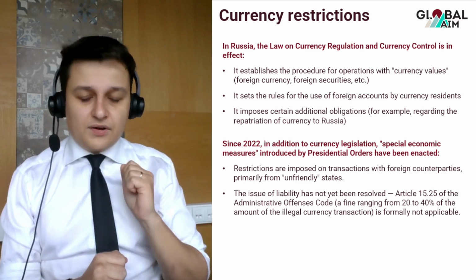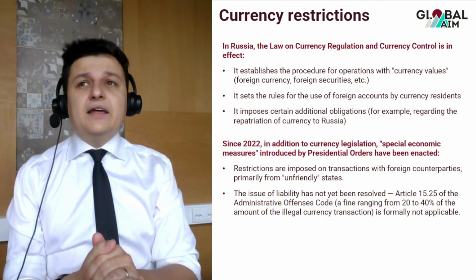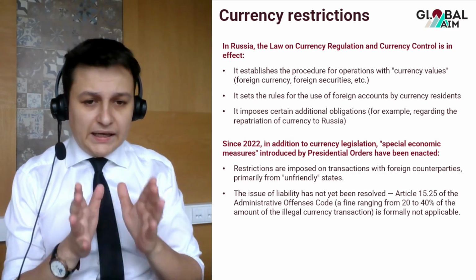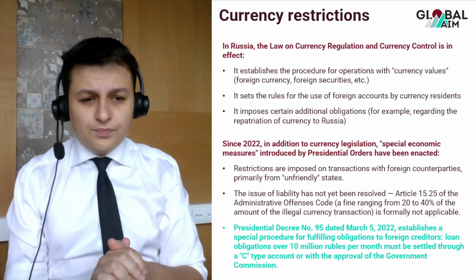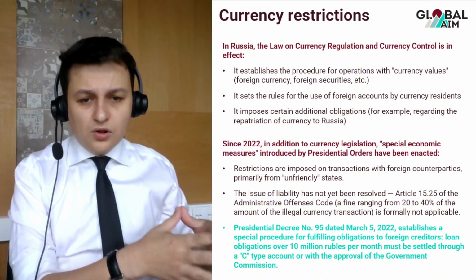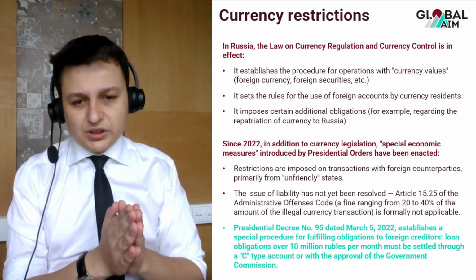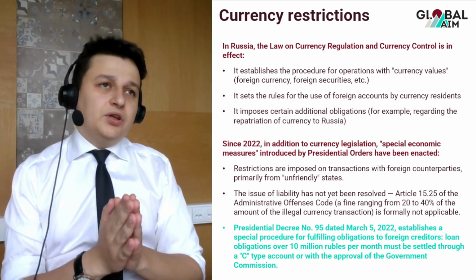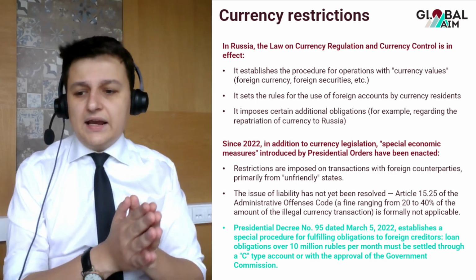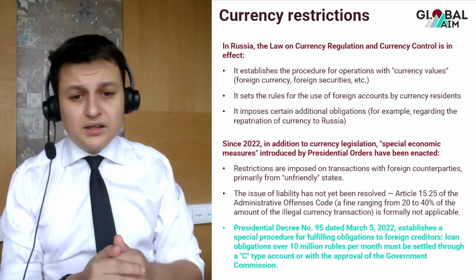It looks like now we have a mechanism which may be applied in case of violation of the special economic measures, and here we will talk about Presidential Decree 95. So first, in short, what this decree is about. Presidential Decree 95 establishes a special procedure for fulfilling obligations to foreign creditors. So loan obligations over 10 million rubles per month must be settled through a special account opened in a Russian bank, a so-called Type C account. Or you could also go and receive a special approval by the government commission, but it is a more costly and inefficient method of achieving the desired result.